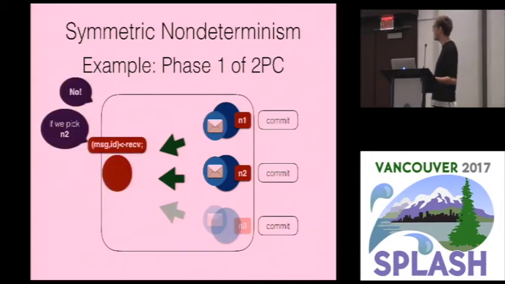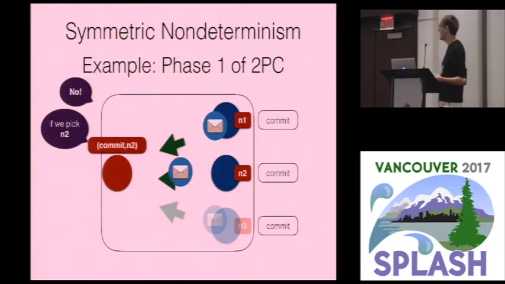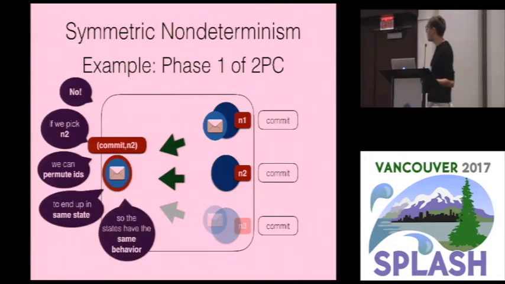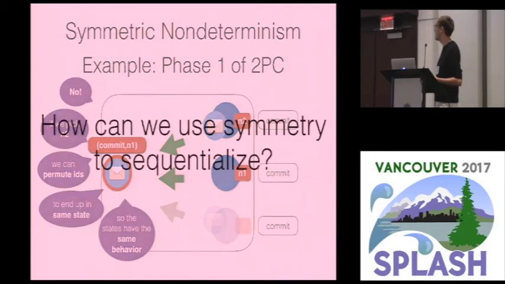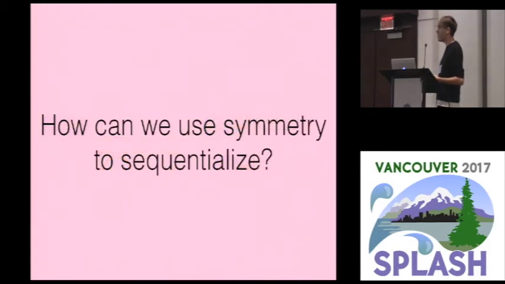But what happens if we pick N2 instead? So if we pick N2, we end up in this state. But since the system is symmetric, we can apply a permutation to end up in the first state. So in fact, they have equivalent behavior. Okay. So how can we use this to compute sequentializations?